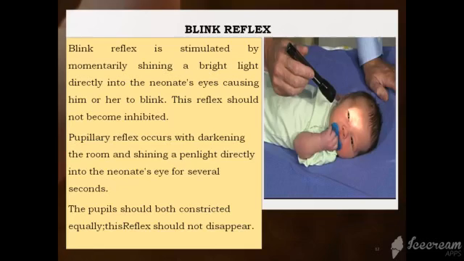The next reflex is the blink reflex. The blink reflex is stimulated by shining a bright light directly into the neonate's eye, causing the neonate to blink. The reflex should not become inhibited. The pupillary reflex occurs with darkening the room and shining a penlight directly into the neonate's eye for several seconds, and the pupils of both eyes should constrict equally. This reflex should not disappear.